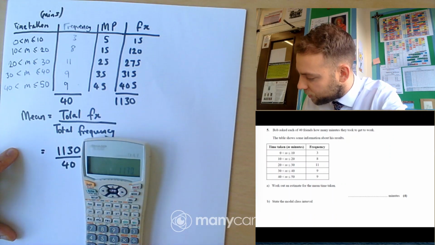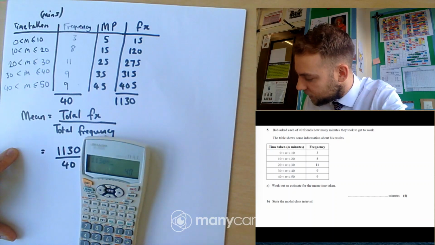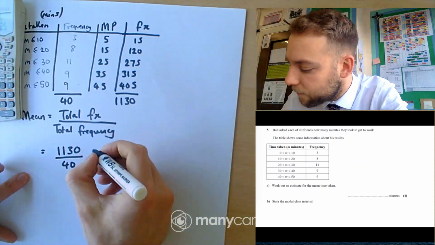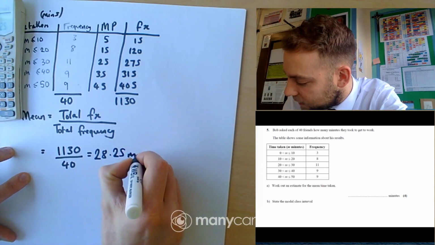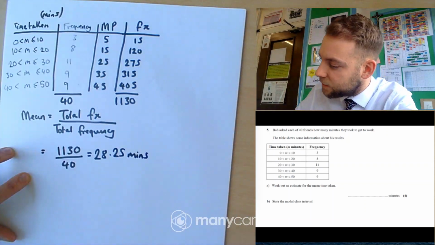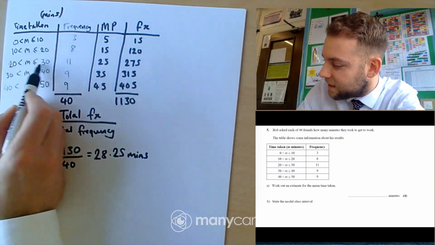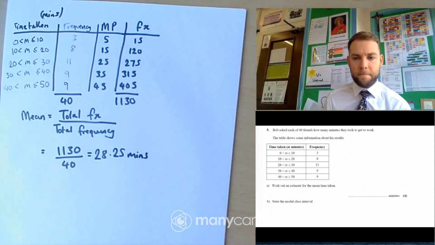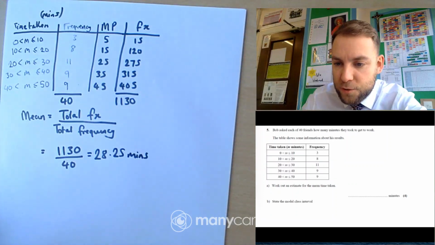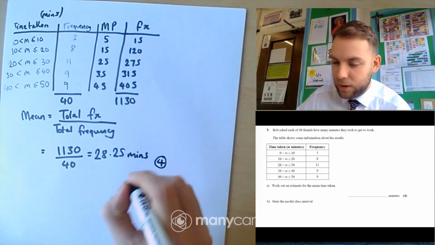So 1,130 divided by 40 is equal to 28.25 minutes. Does that make sense with my data? Well, yes, that's in this range here. We see that the peak is here, so yes, that does make sense. So we've done that first part, that's 4 marks.